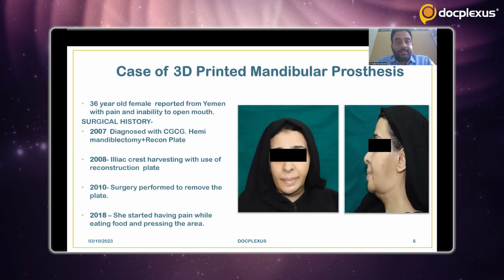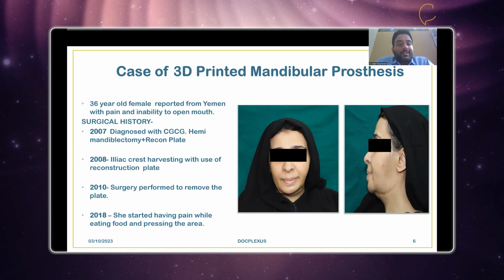To discuss this case, she was a 36-year-old female who reported from Yemen with pain and inability to open the mouth. Her brief surgical history is that she was diagnosed in 2007 with central giant cell granuloma, for which hemimandibulectomy was done and a recon plate was placed. In 2008, the iliac crest harvesting was done with use of a recon plate, and the earlier recon plate was removed. In 2010, surgery was done to remove the recon plate, and these operations were performed in Egypt and in Jordan.